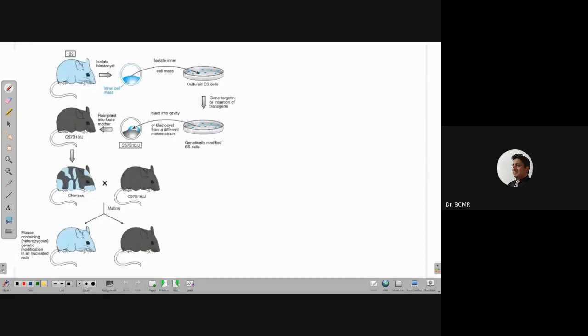Here, the same thing basically. We have done the genetic manipulation. We have introduced these cells into a blastocyst, introduced into a foster mother, and now we get a chimera. What is a chimera? I think I described it in the last class. I'll quickly go through it, at least in the context of what we are learning now.